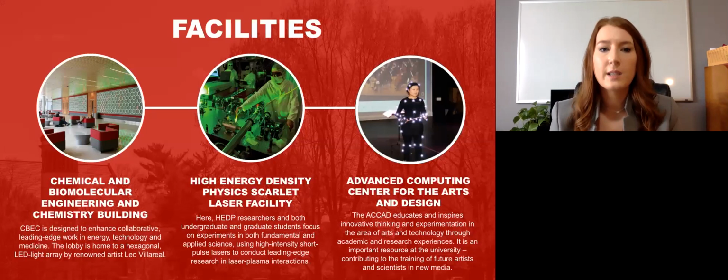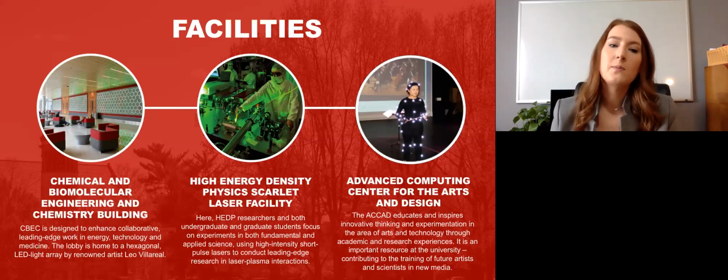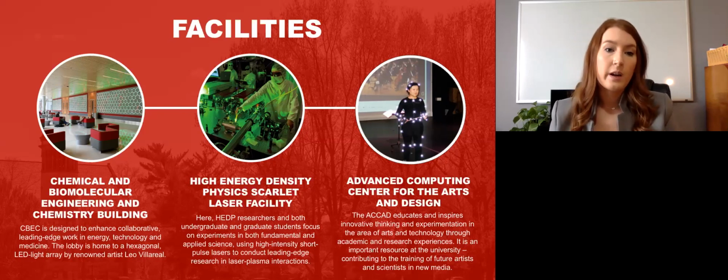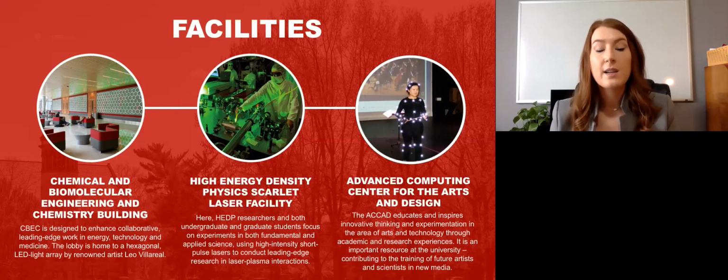So let's talk about facilities. The Chemical and Biomolecular Engineering and Chemistry building, we abbreviate everything, so we call it CBEC. It's a pretty interesting building in that in a sea of older brick buildings that you expect to see in a science part of campus, it's actually floor-to-ceiling glass windows. And on the first floor, there is an LED lights display. It's actually an art installation. So this building is really designed to be a collaborative space.